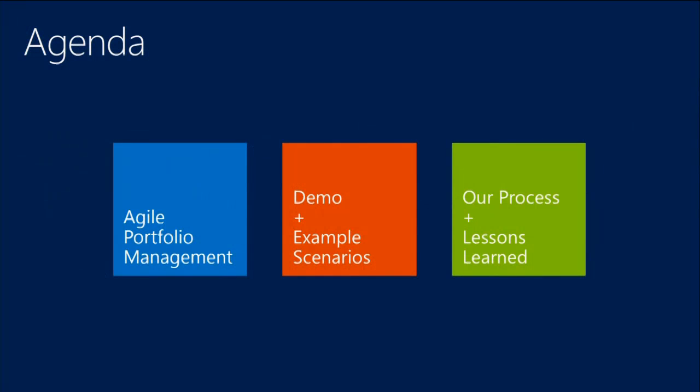The agenda that we're going to be talking about today is I'm going to go through 3 things. One is I'm going to talk about a new set of functionality we are adding in the 2013 release called Agile Portfolio Management. So I'm going to talk about the problem set, what the problem we're trying to solve, and how we're going about solving it. Then I'm going to give you a demo. And then after that, I'm going to talk about how we actually use these tools internally at Microsoft.